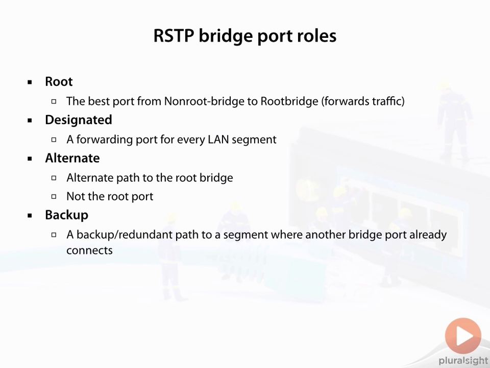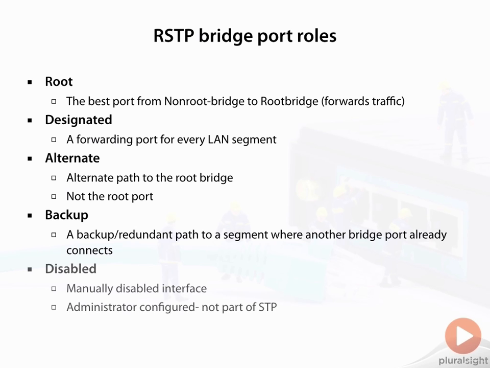We also have a backup port. A backup port is a redundant path. And so it would be a path to a segment where there's another bridge port that already connects to that same device. Just a redundant connection. And then we have disabled ports, which would be manually disabled ports. Those are some of the port roles that we would see.